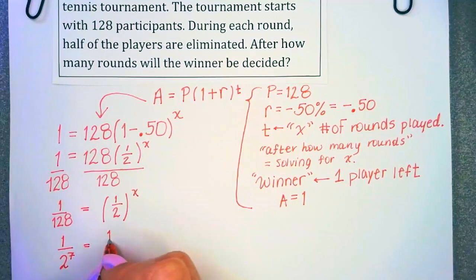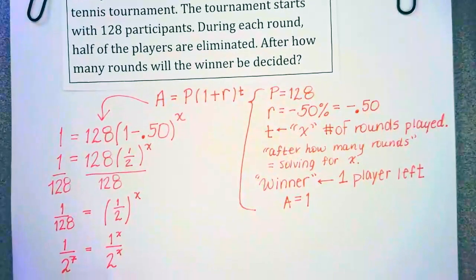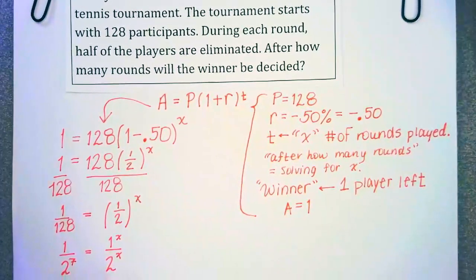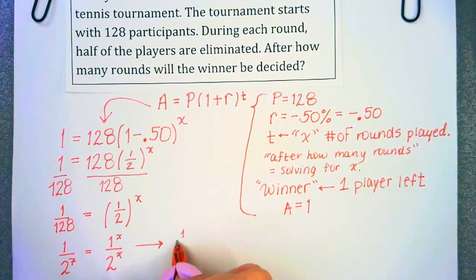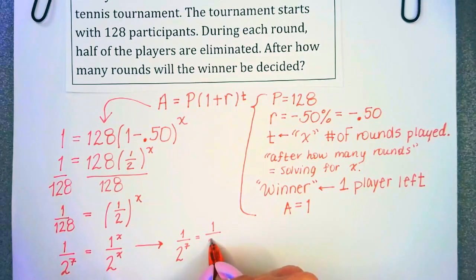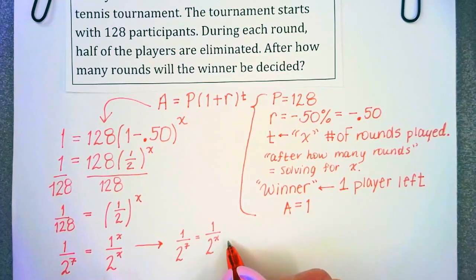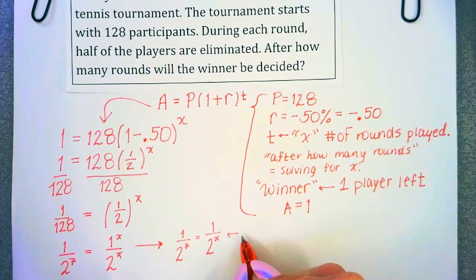1/2 to the x power means I really have 1 to the x power over 2 to the x power, because when you have a fraction raised to a power, you really raise the numerator and denominator each to that power. Make sure you have parentheses before you commit to doing something like this. 1 to the x power is going to be 1. 1 raised to any power is still 1. 1 over 2 to the 7th power equals 1 over 2 to the x.